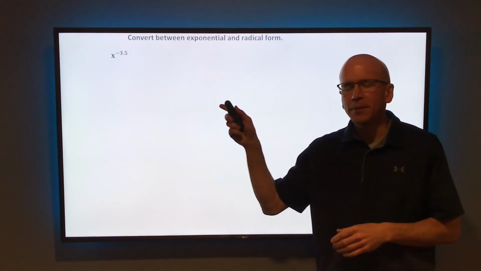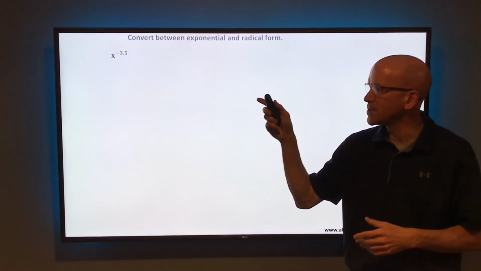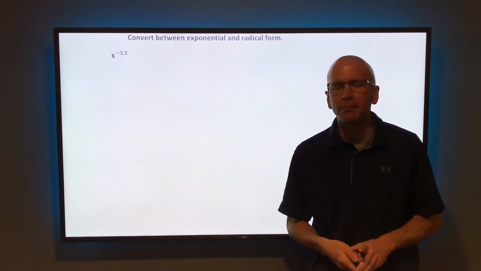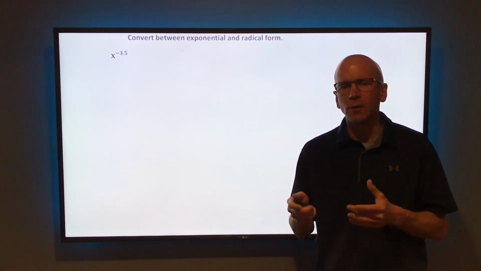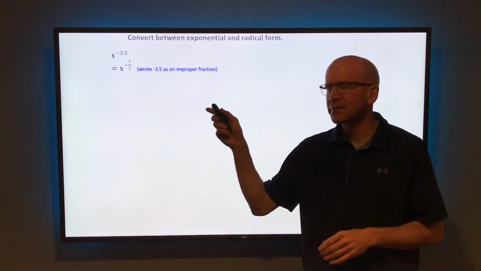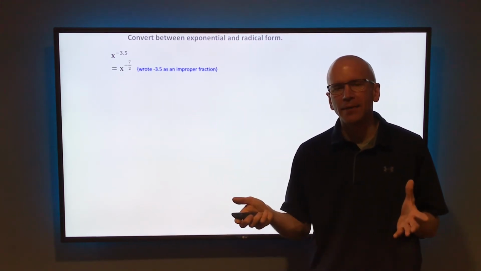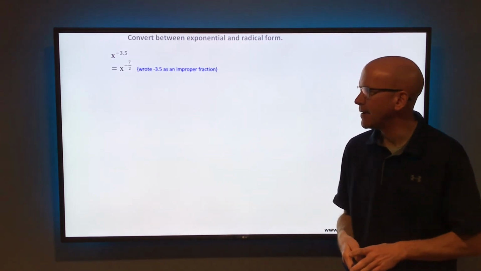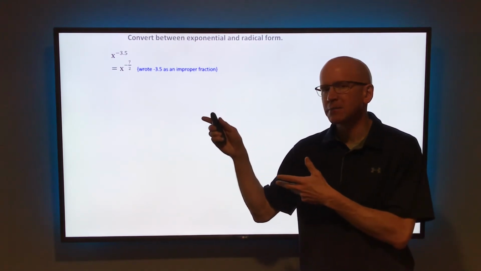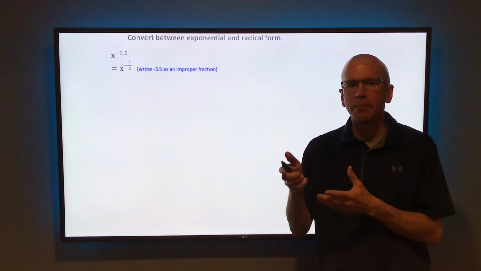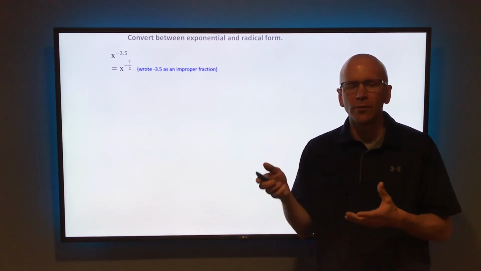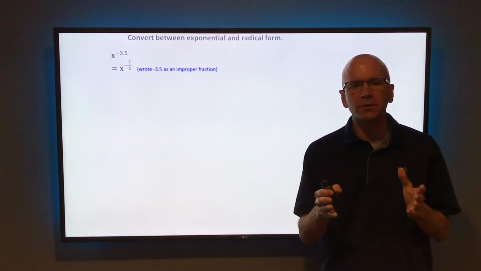We're going to again convert between exponential form and radical form, starting with that x to the negative 3.5 power. Well, first of all, that x to the negative 3.5 power as a fractional exponent would be x to the negative 7/2 power. Negative 3.5 is the same as negative 7/2. Now we need to make that negative exponent positive. To make a negative exponent positive, you move it either up or down, either the numerator or the denominator, opposite of where it's currently sitting.